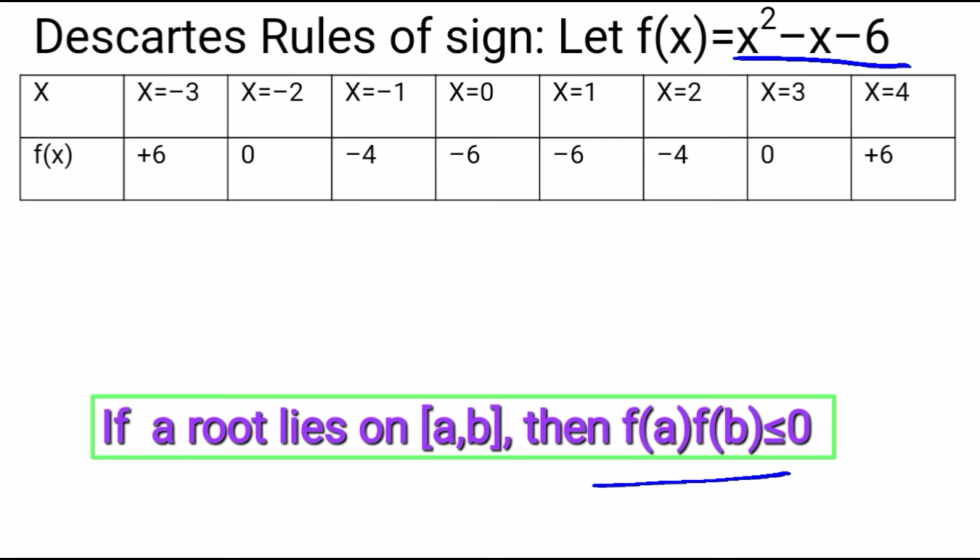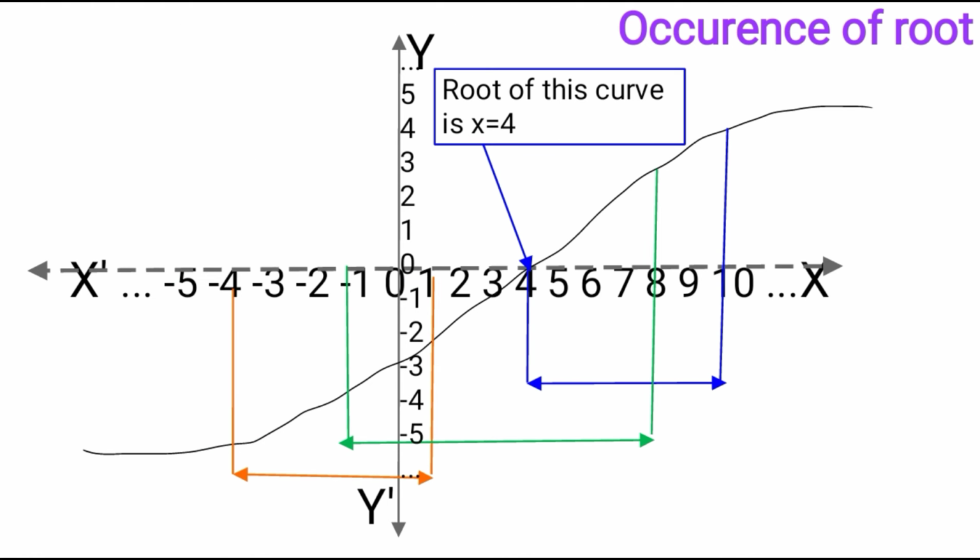Now you have to find 2 points such that the functional value of one point is positive and the other one is negative, then their product will be negative. So there is a root between those 2 points. So you can find it by calculation. But if you ask why the product of functional values is less than or equal to 0, then see this. Here we have a root at the point x equals 4, as the curve cuts the x-axis at this point.